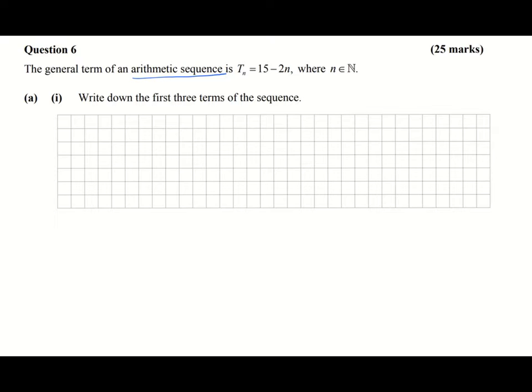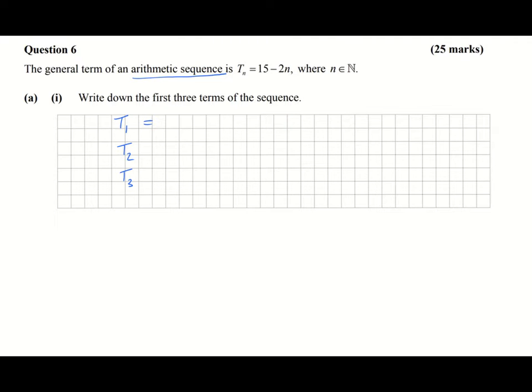So they've given us the formula Tn equals 15 minus 2n. That means that for any term, we can substitute in the number of that term for n, and we'll get the value of that term. They said to find the first 3 terms of the sequence. So that means we're going to try and find T1, T2, and T3.